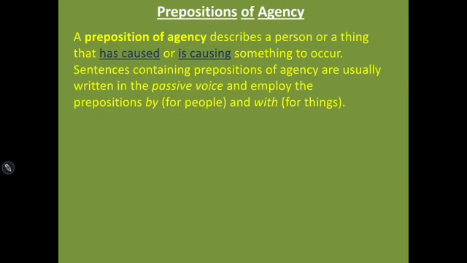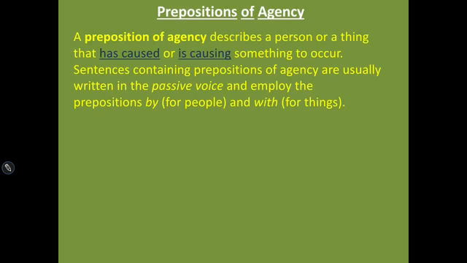Prepositions of agency. A preposition of agency describes a person or a thing that has caused or is causing something to occur. Occur means to take place. When the medium of an action is a person or a thing, we use prepositions of agency for them. Sentences containing a preposition of agency are usually written in passive voice. Prepositions of agency are always used in passive voice, not in active voice.